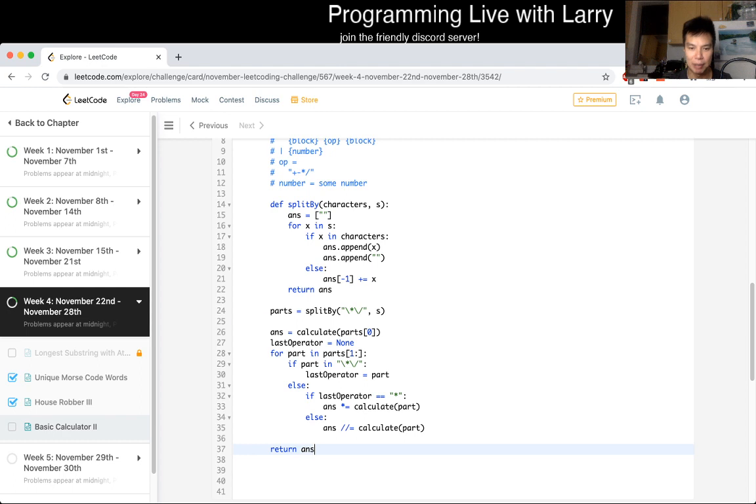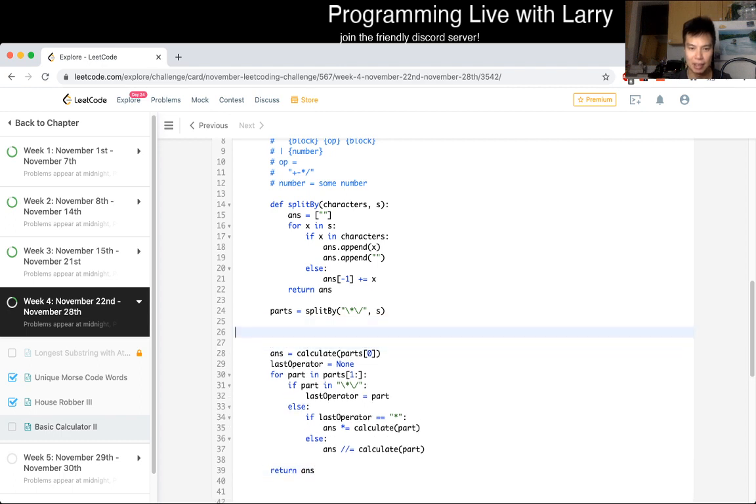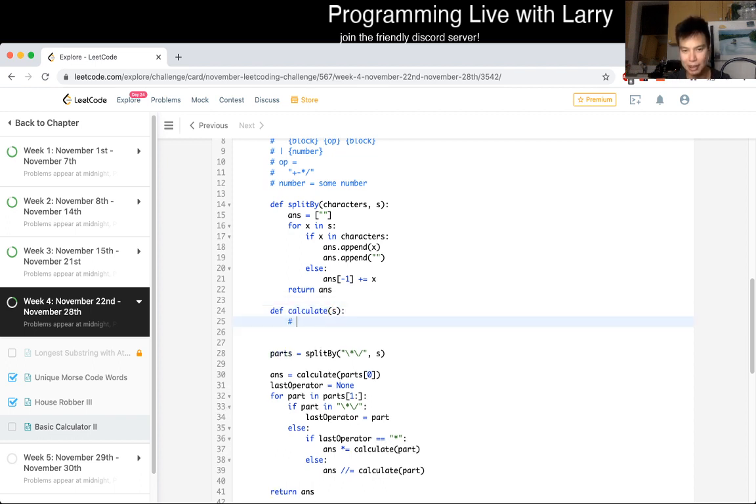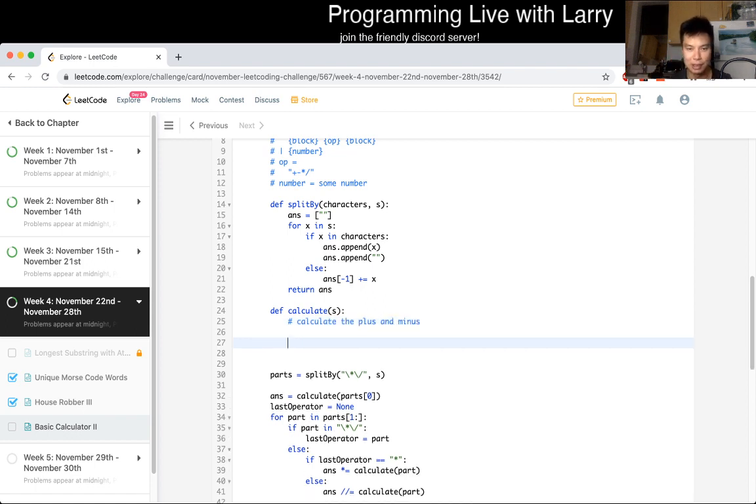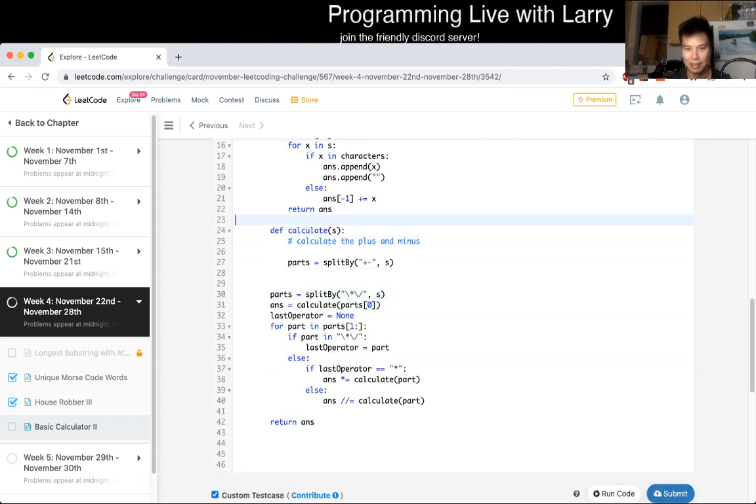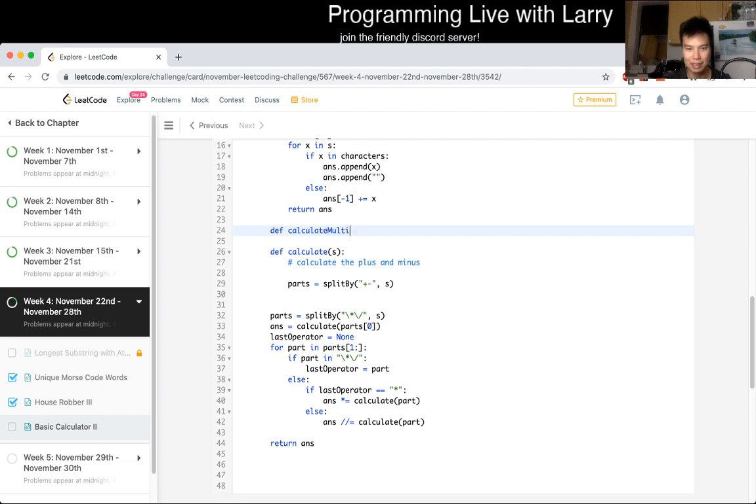But then now we have to implement the calculate function, so this one allows us to calculate the plus and minuses. So now we do the same thing, so now we could do a split by just plus or minus on the s. Could probably abstract the other part as well. Let's do that. Let's abstract this part by calling it calculate multiply divide s, and then put this in there. I think that is fair.